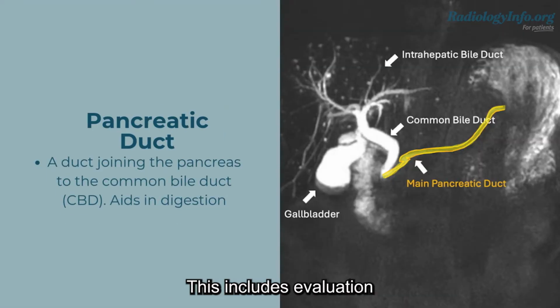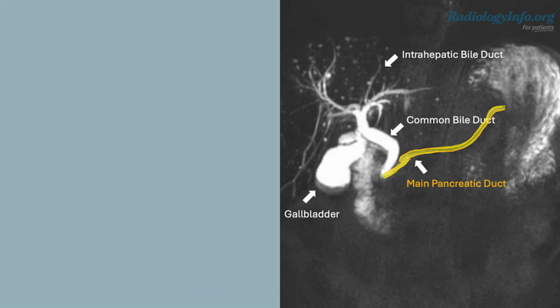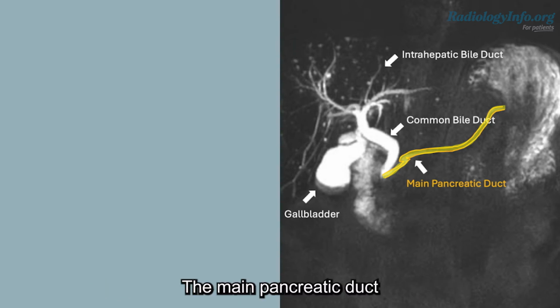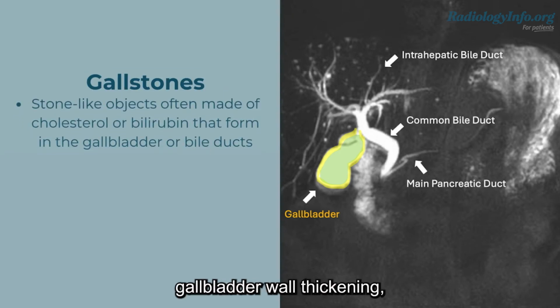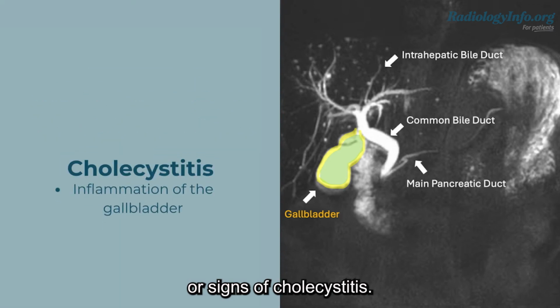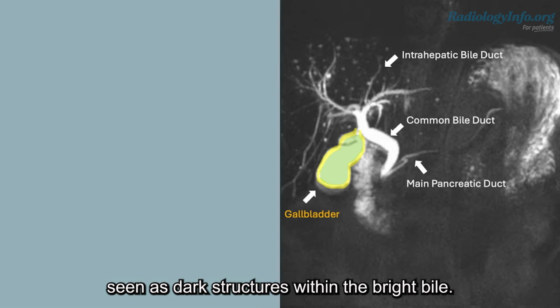Pancreatic duct. This includes evaluation of the main pancreatic duct for dilatation, irregularity, or disruption. Changes here could include chronic pancreatitis. The main pancreatic duct should be less than 3 millimeters in diameter. Gallbladder. The MRCP can also identify gallstones, gallbladder wall thickening, or signs of cholecystitis. Stones are typically seen as dark structures within the bright bile.